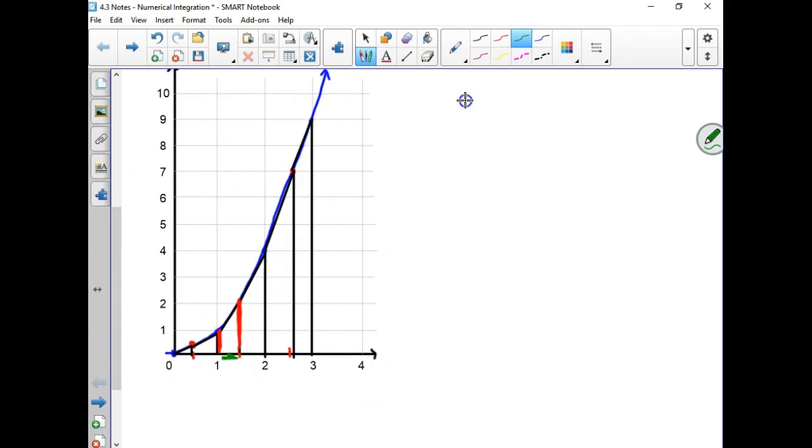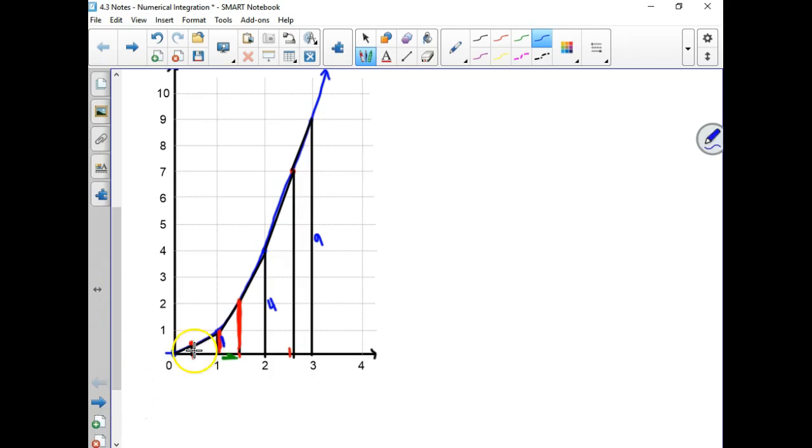So we need to find the area of each trapezoid. First, we've got to know the height of each one of these bars. A lot of them we already know. I know that 1 squared is 1, so I know this side right here has a height of 1. 2 squared is 4, so I know this is 4. And 3 squared is 9, so I know the length of this side right here is 9. I need to find the height of all of these intermediate points here.